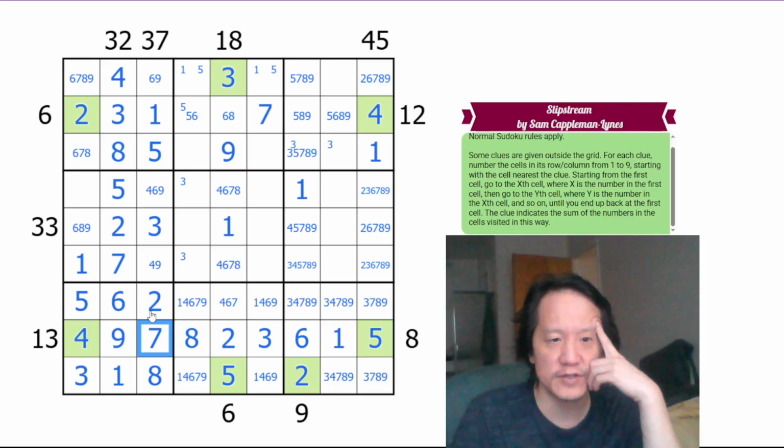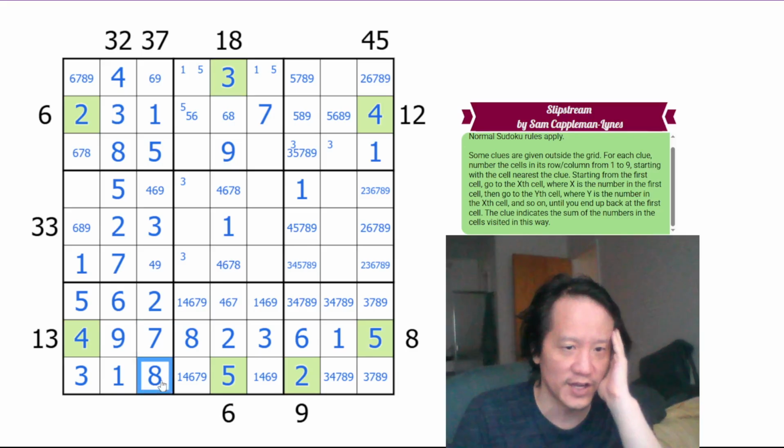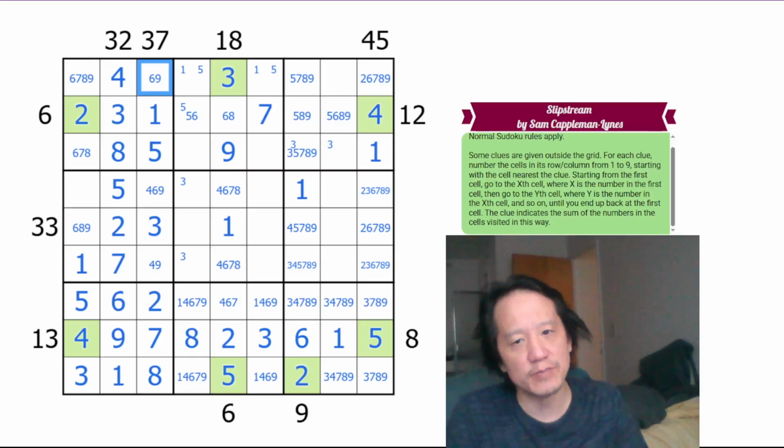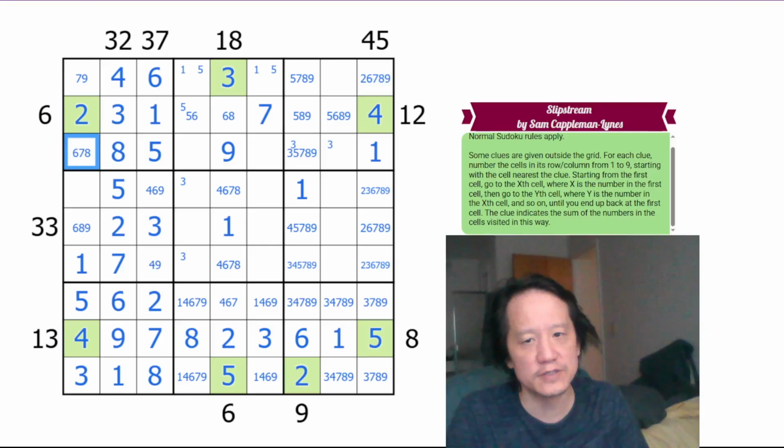That means 7th is the third to last digit. 8th is the 4th to last digit. That means 9 has to be the 5th to last digit, but it can't be the first digit. So that means this is a 6, which means this can't be 6 or 8. This can't be 6 or 8, so this is 7, which makes that 9. This 6 eliminates 6 here.